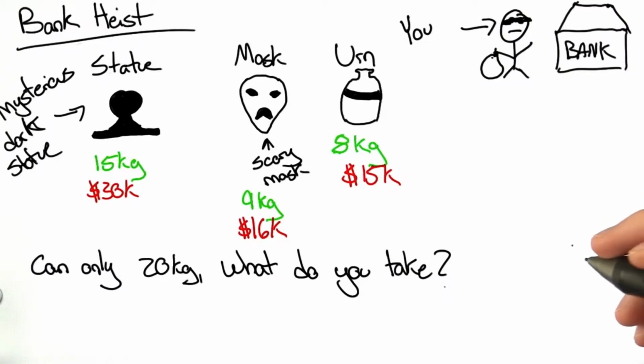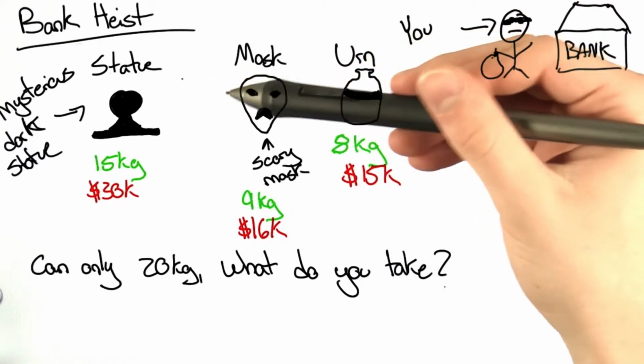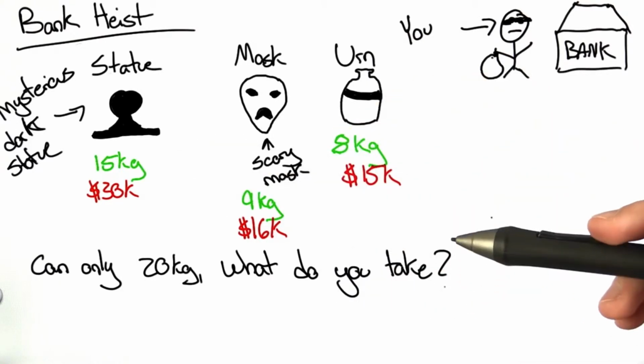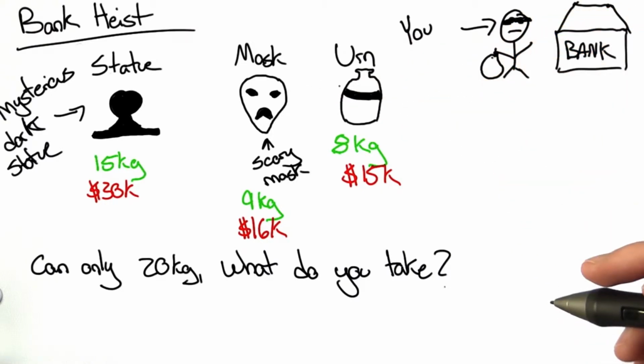The last one will work if you can take, say, half an urn, but for this, you don't really want to take half the urn. It's worth nothing unless it's all together, and same for the mask and statue. So you want to choose specifically which items to take. So taking the statue alone doesn't work. And it turns out the correct answer is to take the mask and the urn.